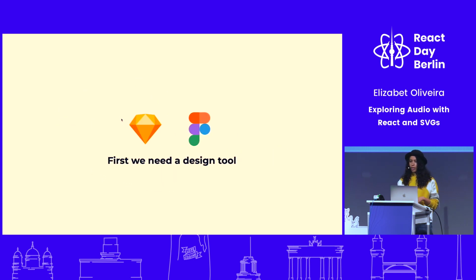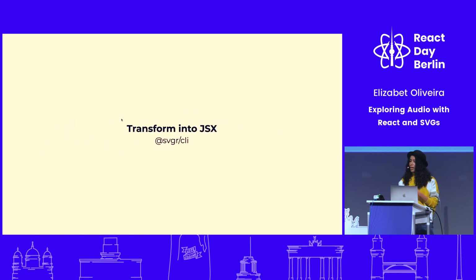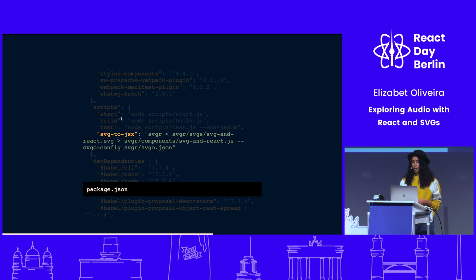So the first thing when you have this kind of illustration is you export it from the tool, and then you have to transform it into JSX. You can find and replace the elements, or there are some tools online where you copy-paste your code and it transforms it into JSX. I like to use SVGR CLI, and it's really easy to use. So you have this in your scripts in your package.json.